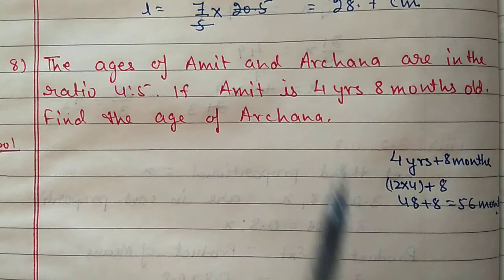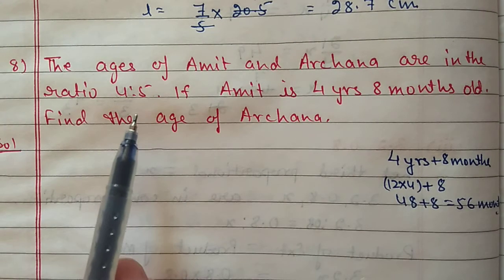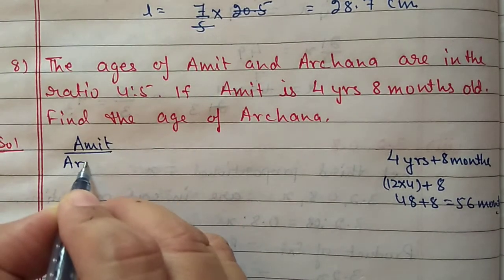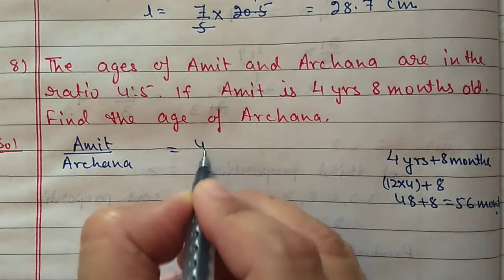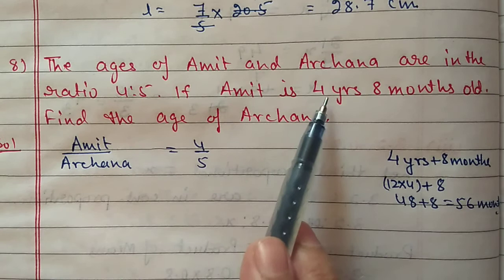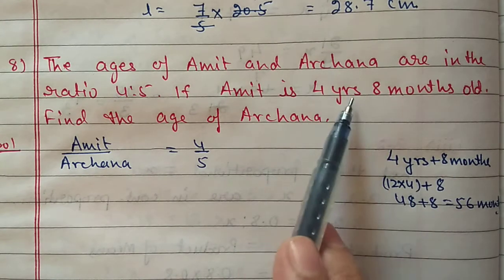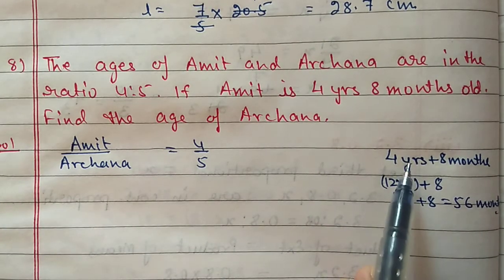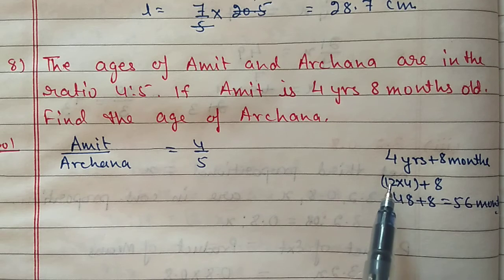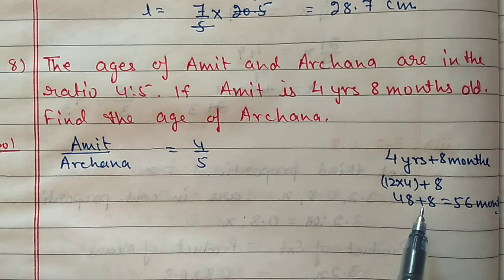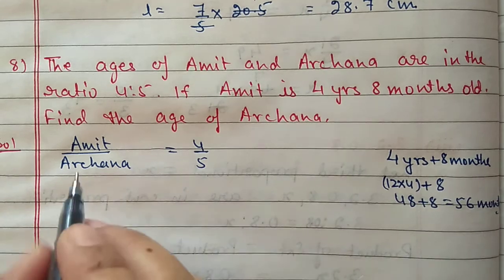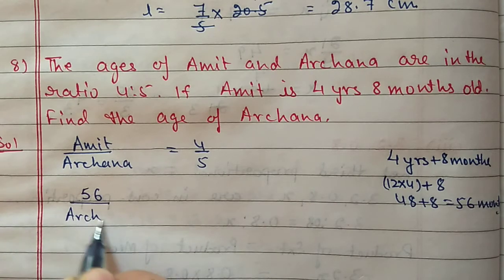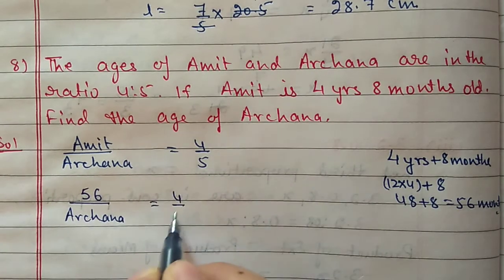Next question number 8. The ages of Amit and Archana are in the ratio 4:5. So their ages are given, Amit ratio Archana is 4:5. Then Amit's age is 4 years 8 months. Here you can change this 4 years 8 months into years or into months, it's your wish. Here I have changed into months. 4 years means 12 into 4, 48 months plus 8, 56 months. So I am substituting here Amit is 56 months divided by Archana equal to 4 by 5.